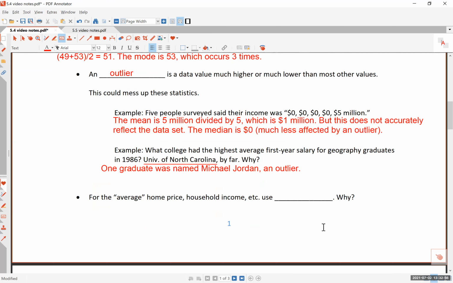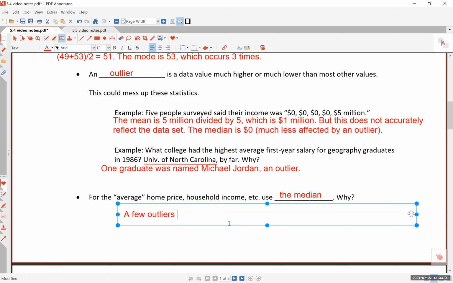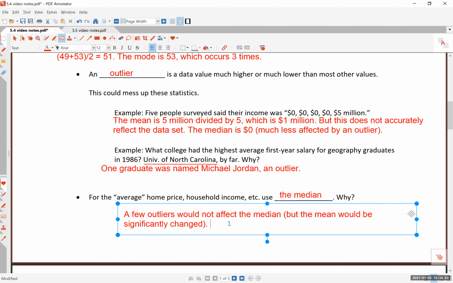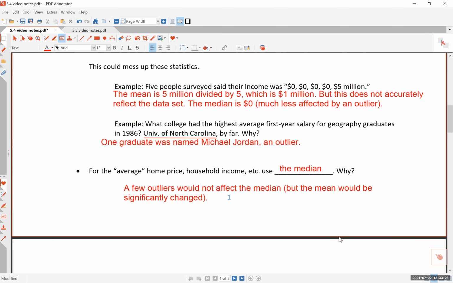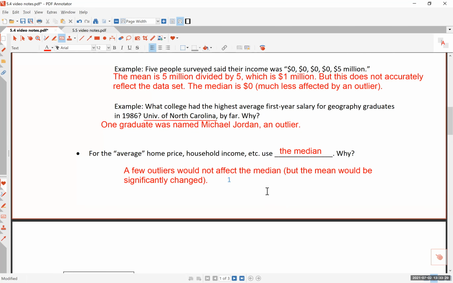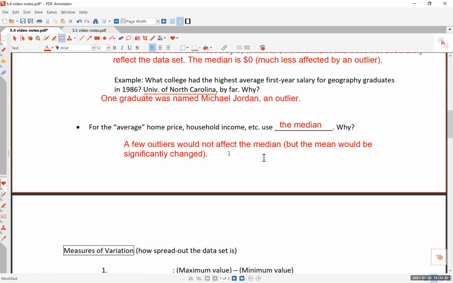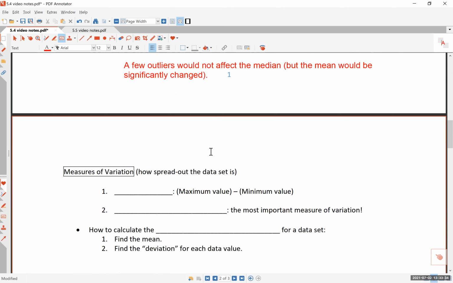Now, for the average home price, household income, etc., which one do you use? We use the median, and the reason for that has already been stated. A few outliers would not affect the median, but the mean would be significantly changed. And that's why. Okay. And mode is hard to use because most times the mode does not exist. All the home prices could be different, and every price could only occur once.